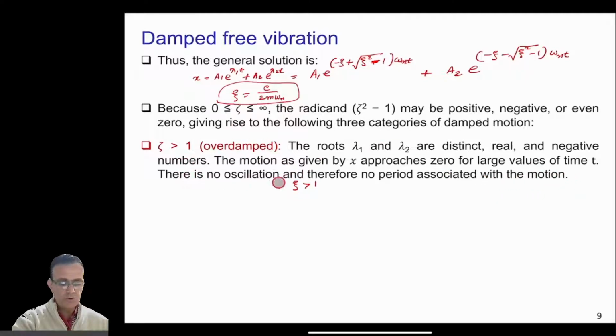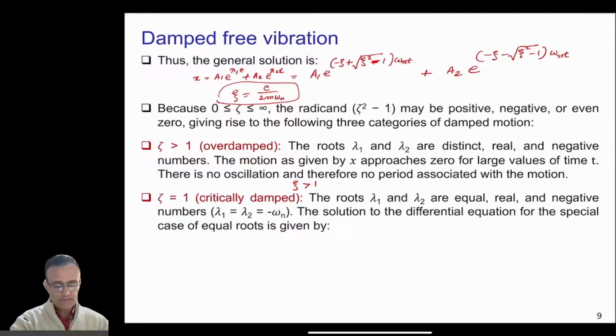We will plot this graphically. If zeta is greater than 1, you will see that if you give some motion to this overdamped system, it will not vibrate, but the vibration will just diminish over time.